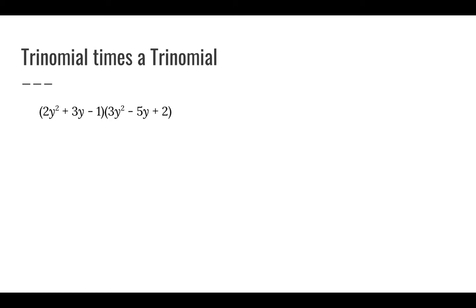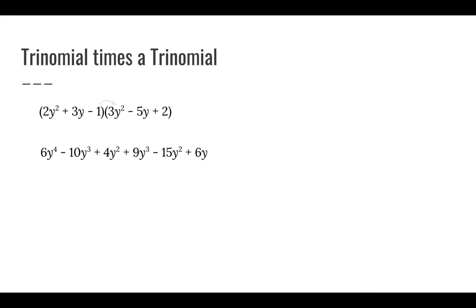The last thing that I'm going to go over is a trinomial times a trinomial. Same concept. Every term in the first parenthesis has to get distributed through the second parenthesis. So there are 3 terms in the first, 3 in the second. Go through, multiply 2y squared with 3y squared minus 5y plus 2. Here's what I'll get from that. 6y to the fourth minus 10y cubed plus 4y squared. Now I'm going to go to the middle term, 3y, and distribute it through the second parenthesis, and I'll get positive 9y cubed minus 15y squared plus 6y.